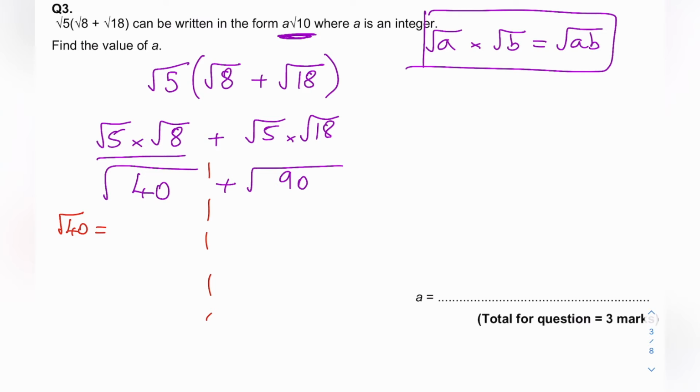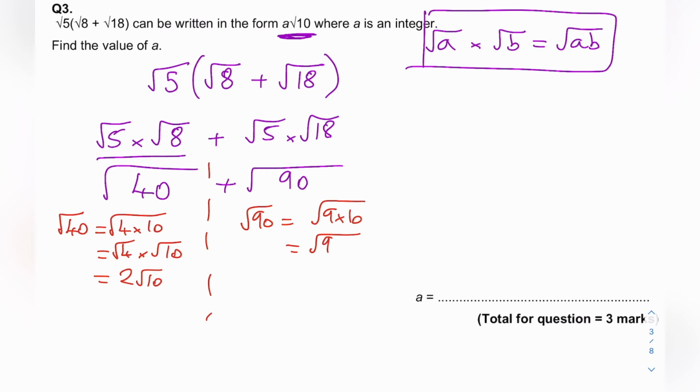So again, just like before with all our simplification questions, we're looking for a square number which is a factor of 40, and that's 4 times 10. We can split up our surds into root 4, root 10, and we can evaluate our square root of a square number, and that's equal to 2 root 10. We're going to do exactly the same for the right hand side now. So root 90 is equal to 9 times 10, which we can split up as root 9 times root 10, which is equal to 3 root 10.